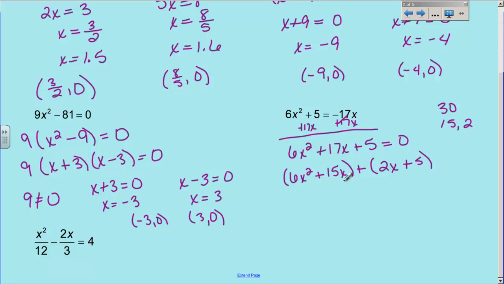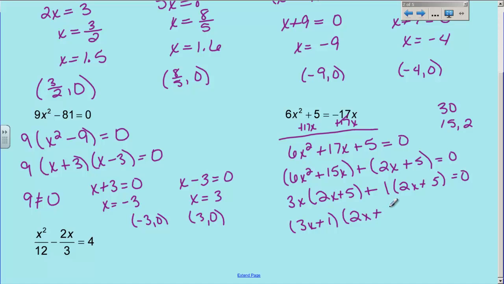The greatest common factor for this set of parentheses is going to be a 3x, which leaves me with 2x plus 5. And my greatest common factor here is going to be a 1, leaving me still with the 2x plus 5. And I forgot all this is equal to 0. Well, so my two factors are 3x plus 1 and 2x plus 5. So I have to take both of those factors and set them equal to 0. So I have 3x plus 1 equals 0, and I have 2x plus 5 equals 0.